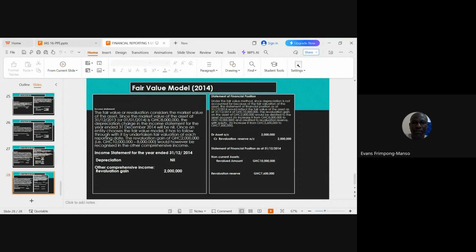We will look at IAS 36 and then IAS 38. One will deal with intangible assets, and then we have impairment. So I'll make the slides available to you tomorrow when I go to the office.